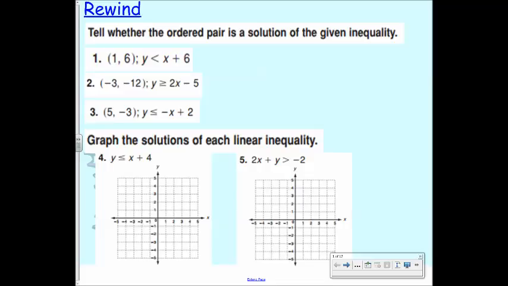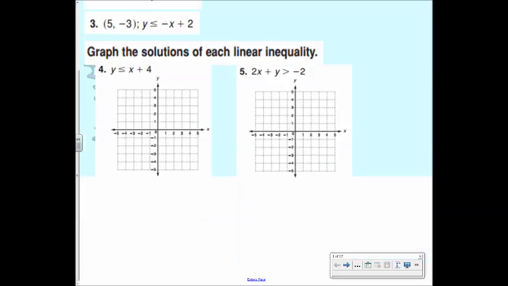So when you're graphing a linear inequality, you graph the line like you normally would as long as it's in what format? What does the equation have to look like? Y equals mx plus b. But instead of an equal sign, it has a less than or greater than sign. Good.